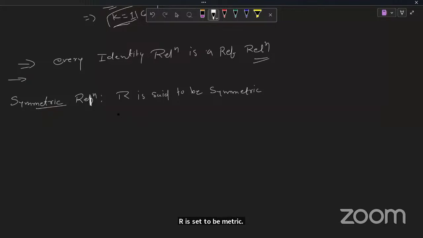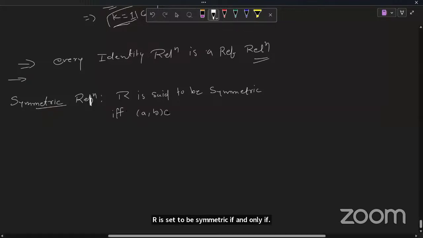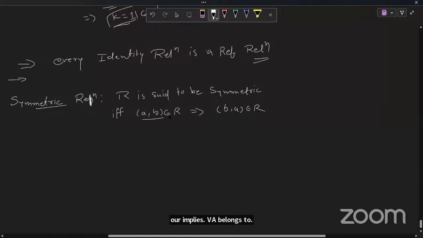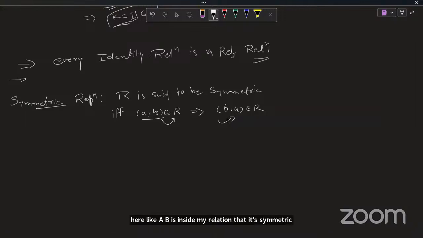R is said to be symmetric if and only if (a, b) belongs to R implies (b, a) belongs to R. What does it mean? It means that if such a pair like (a, b) is inside my relation, then its symmetric part will also be inside the relation. Symmetric part means just change the position of those two numbers.